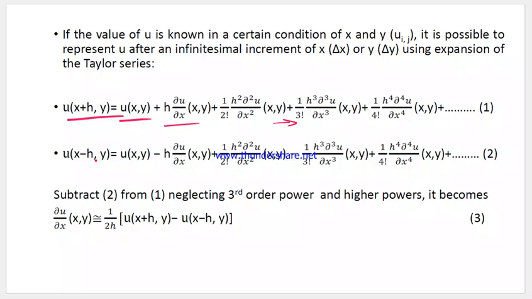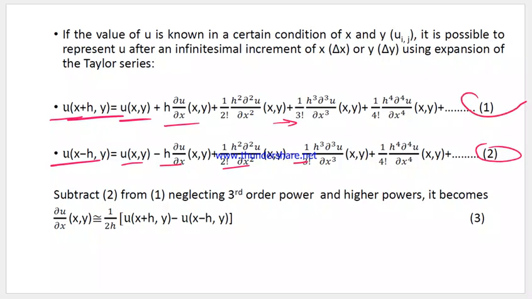Similarly, this is when we are stepping forward. But if we want to step back, we want to move backward, that means u at x minus h, we are looking at the value of u backwardly. So it was u(x, y) minus h times this, plus this, minus this. So in that case, we see equation 1 when we are adding the step forward, and equation 2 when we are moving backward. So to simplify this, let's subtract 2 from 1.